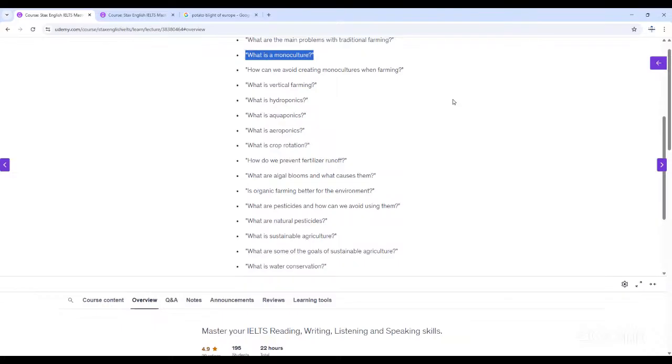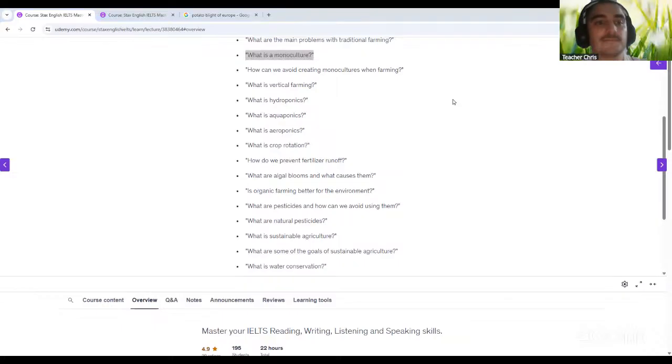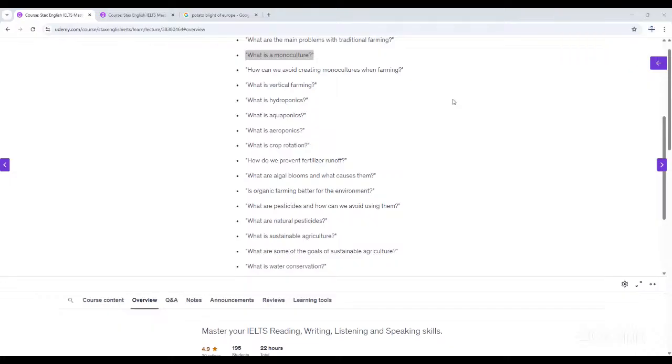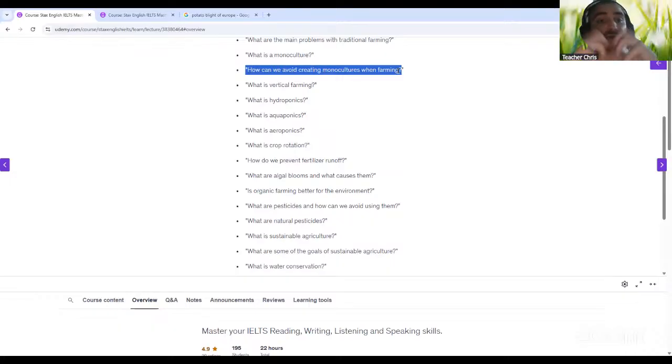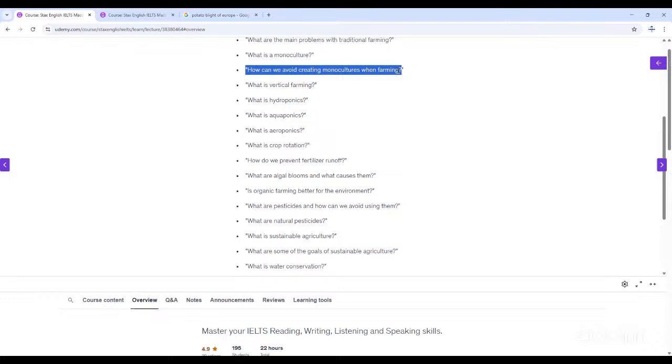I think it's very bad. So it is. We shouldn't do it. Exactly. Yeah. Instead of that, we should plant some beans to make the soil more nutritious. Yeah, more nutritious. And to prevent the spread of diseases.